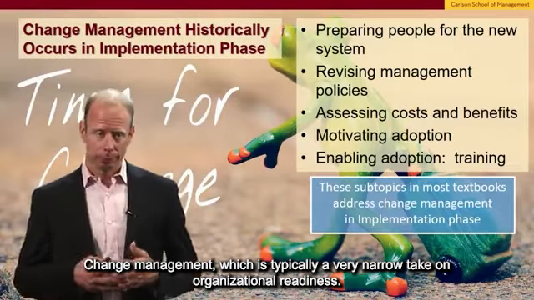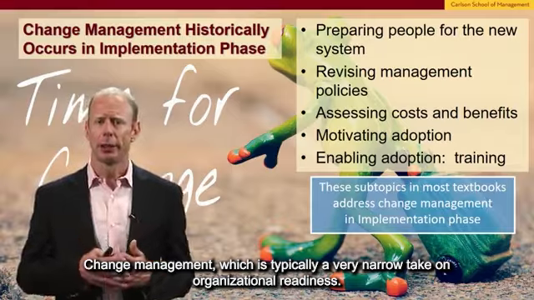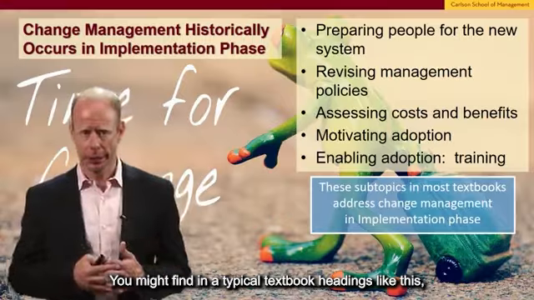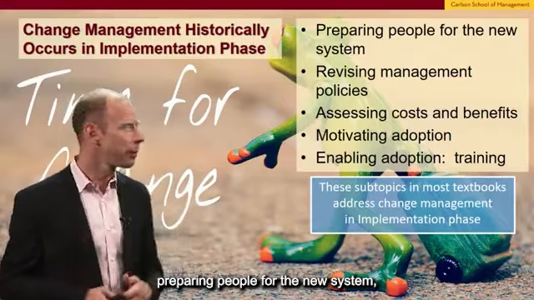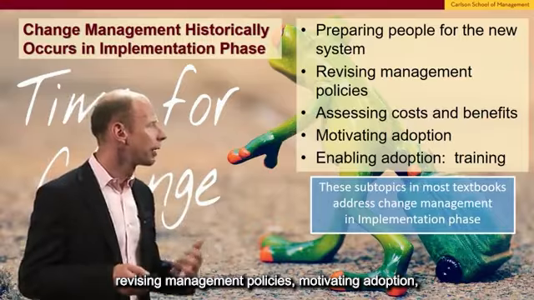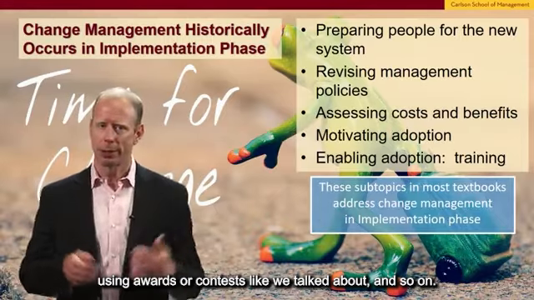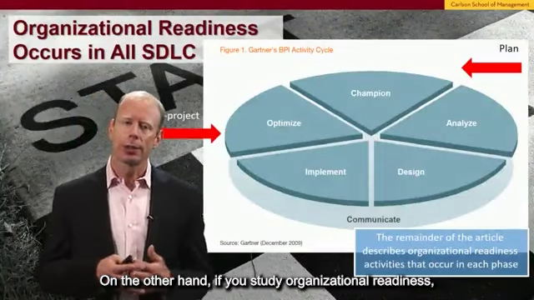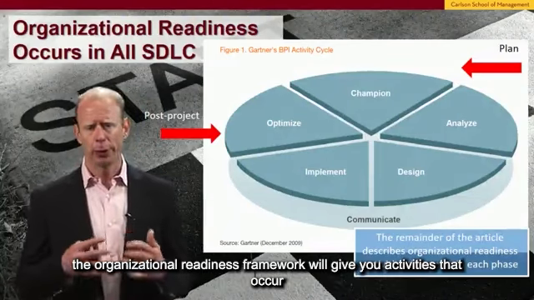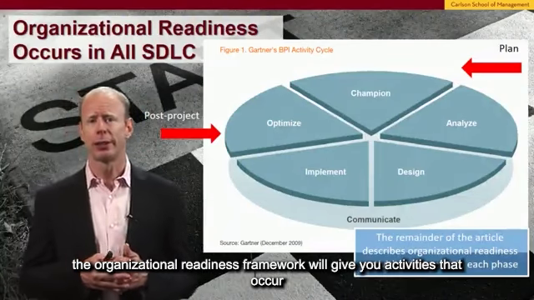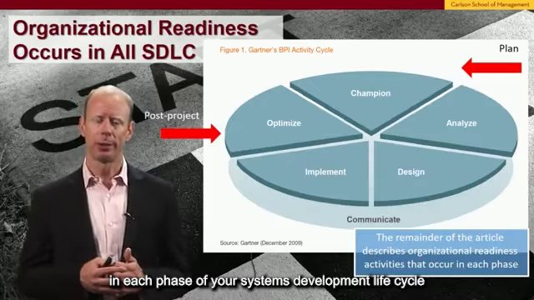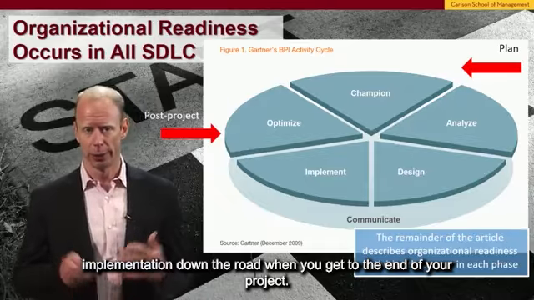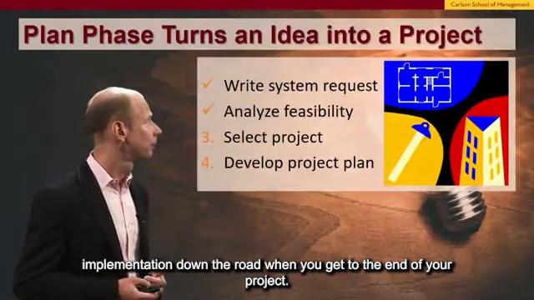Change management, which is typically, like I said, a narrow take on organizational readiness, you might find in typical textbook headings like this: preparing people for the new system, revising management policies, motivating adoption, using awards or contests like we talked about, and so on. So these are the typical things that you'd find in a textbook. On the other hand, if you study organizational readiness, the organizational readiness framework will give you activities that occur in each phase of your systems development lifecycle that are designed to ensure success in implementation down the road when you get to the end of your project.